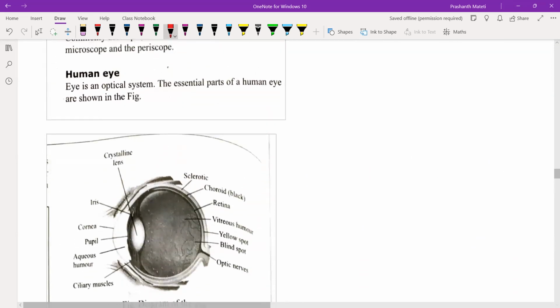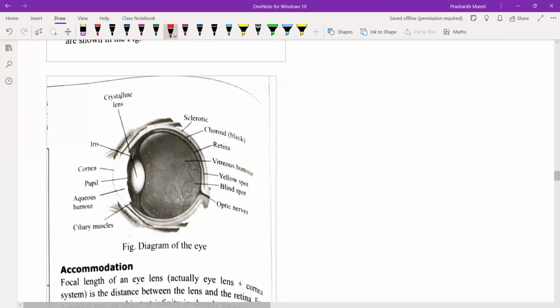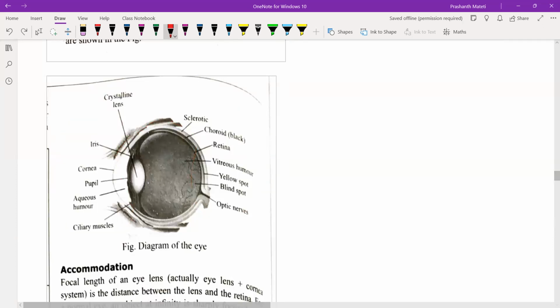Basically you know the things a little bit, right? Because I think you studied all these things, you know the names also, I guess. What is the thing which requires? This is a lens part, which is a convex lens, and this is the ciliary muscles.